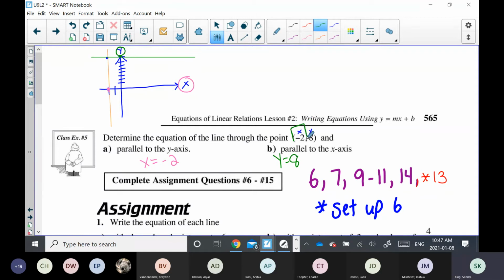So that was that answer, and 8 was for your y.